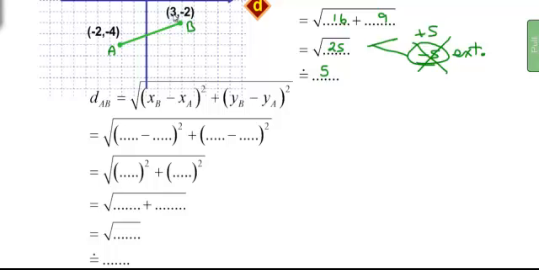And take the x coordinates, 3 and negative 2, and subtract them. You will need a bracket because you've got a negative number. And take the y coordinates and subtract them as well. Work it out. 3 take away negative 2 is 5. Negative 2 take away negative 4 is positive 2. 5 squared is 25. 2 squared is 4. 25 and 4 is 29.